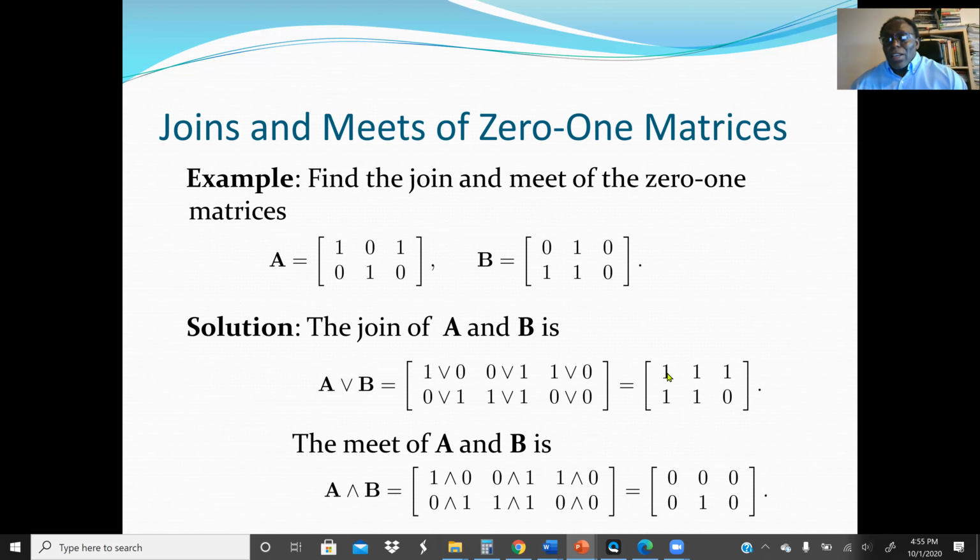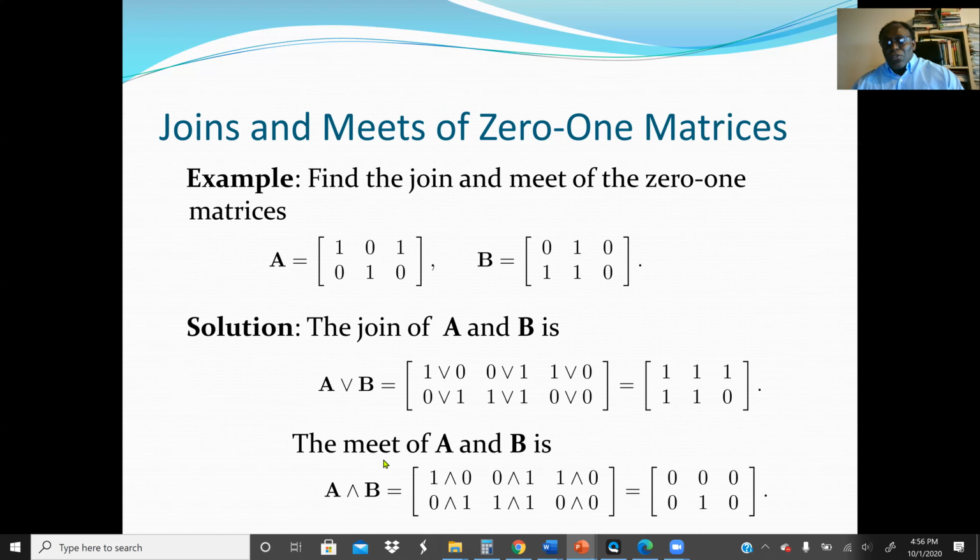So how do we get this again? Look at the size: it must be the same. Look at the position of each element. It's like doing addition: 1 and 0, 0 and 1, 1 and 0, 0 and 1, 1 and 0. The last is 0 and 0. Since we are looking for the join, all of them use the operator of disjunction. Join uses the operator of disjunction, and meet uses the operator of conjunction.